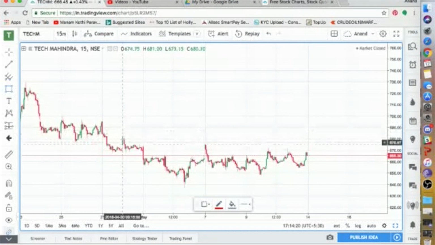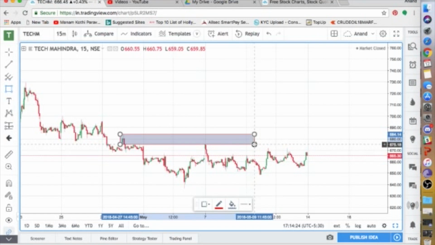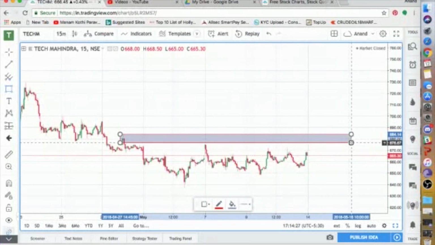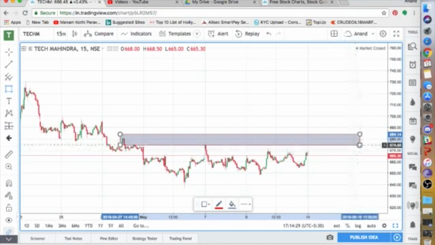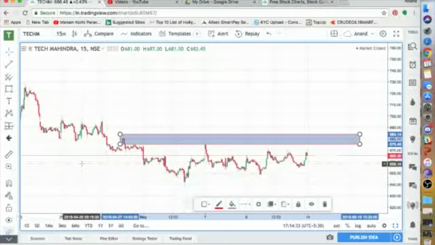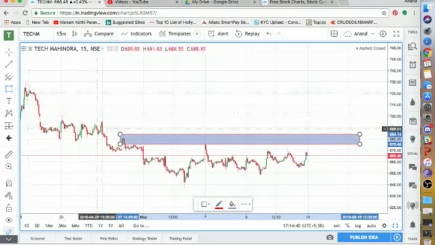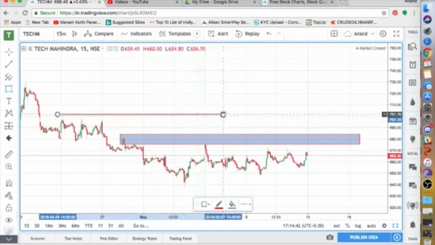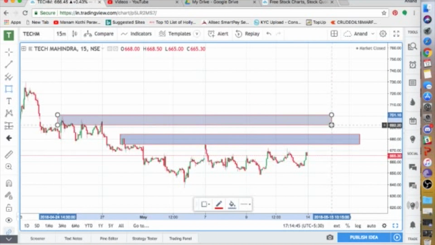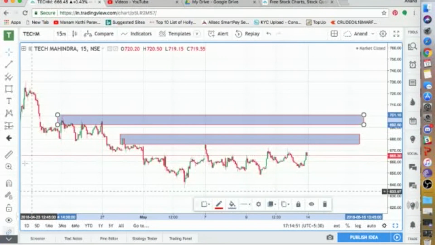So I see one large wick. I'll try to cover this wick and the candle, which I can sense is a rejection level. So I will draw that there, and then I can see quite a few wicks here and then a big red candle here. So there are multiple times this zone has been tested and it's not broken.